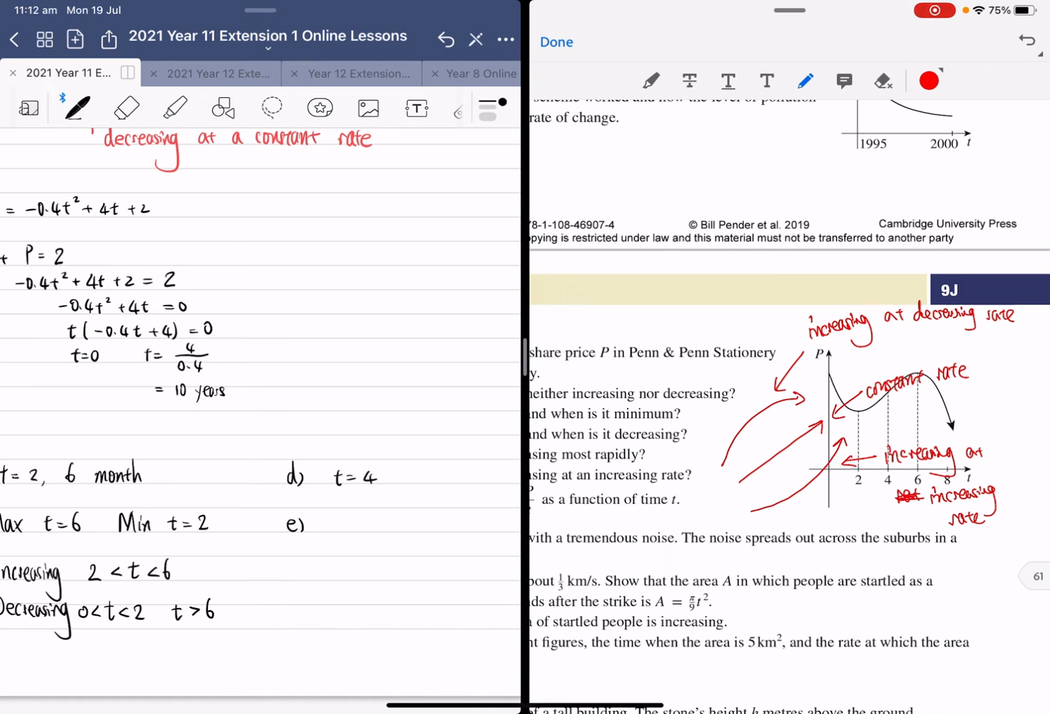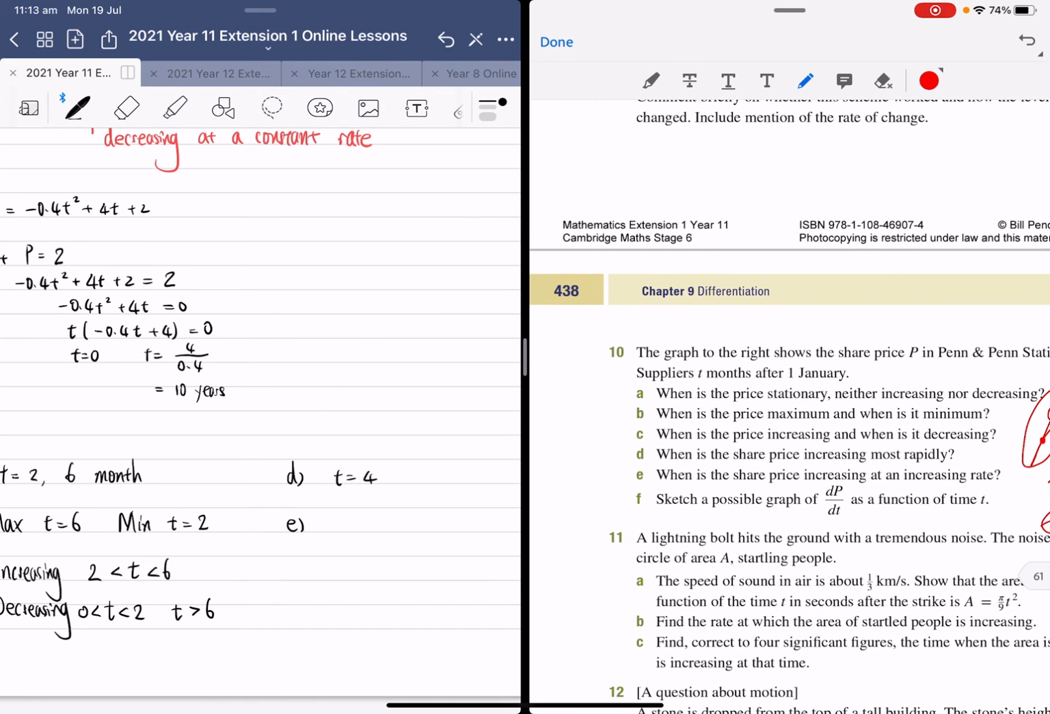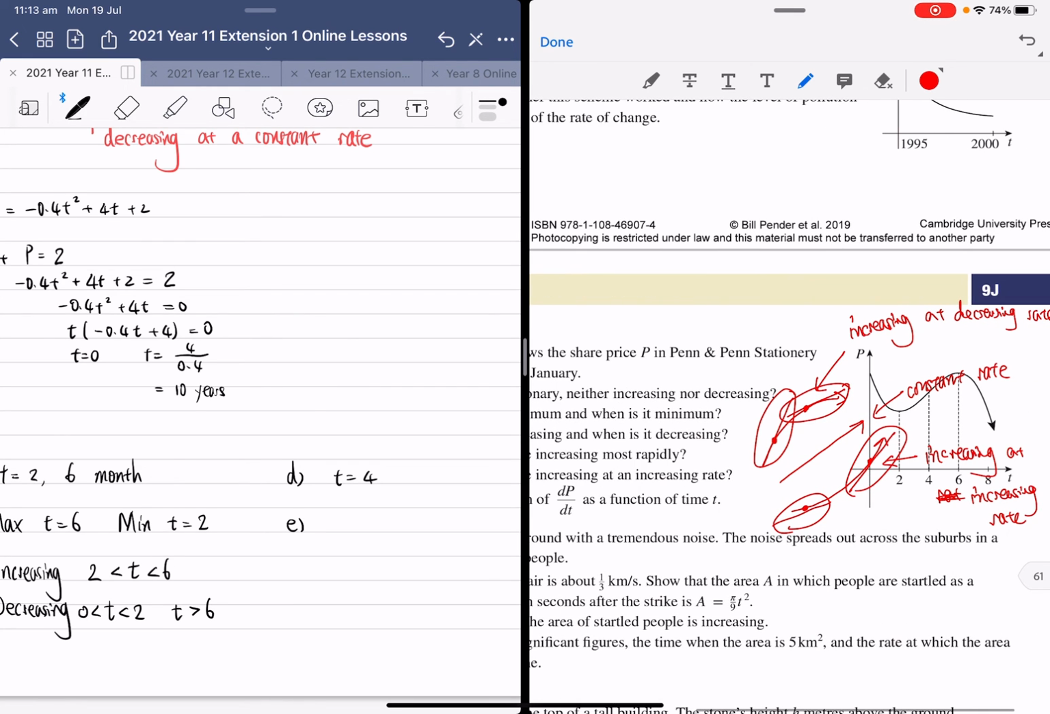Now, how would you know which one is which at this stage? It's very, very simple. All you have to do is pick 2 points and draw the tangent, and look at the gradient. If the gradient of the first one is greater than the gradient of the second one, then it's increasing at a decreasing rate. Pick a point, pick another point, look at the tangent here. That tangent gradient is less than the tangent gradient there, so that's why it's increasing at an increasing rate. Therefore, when is the share price increasing at an increasing rate? It is between 2 and 4.